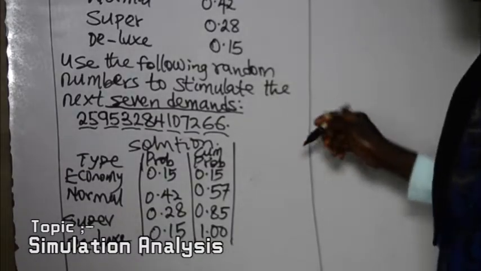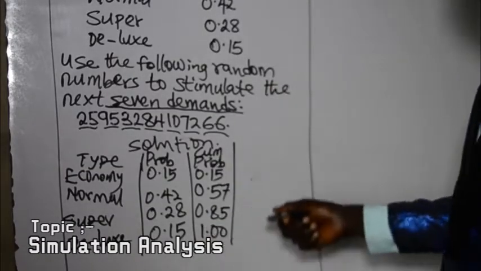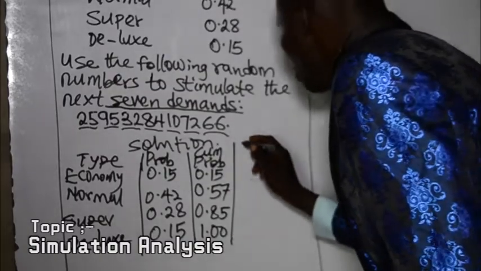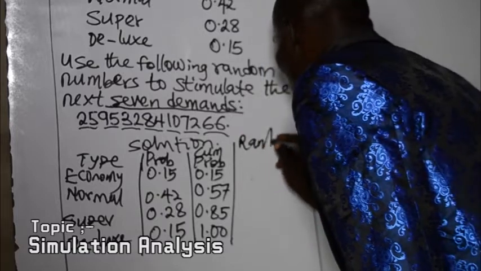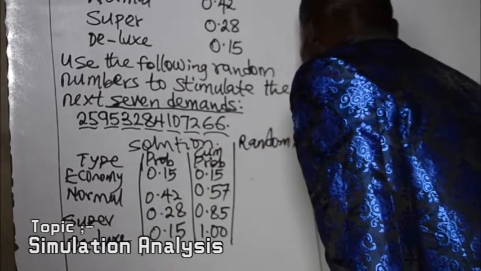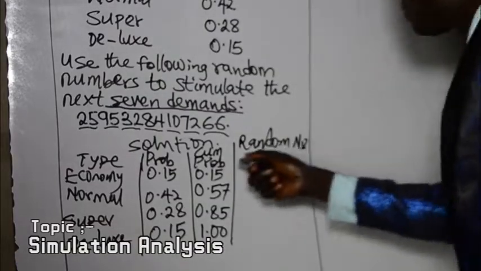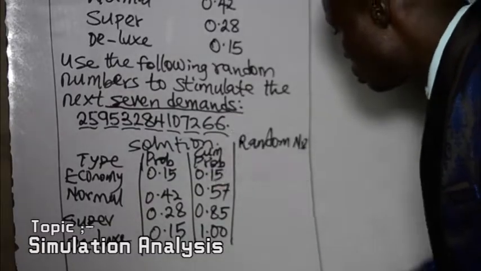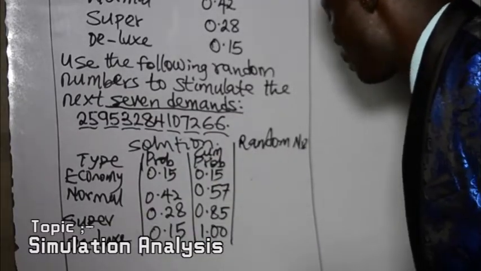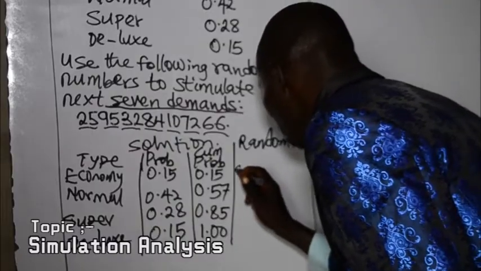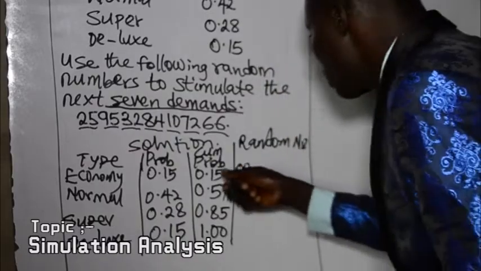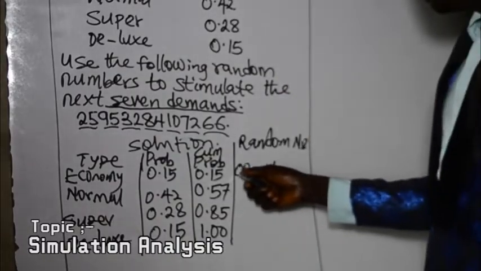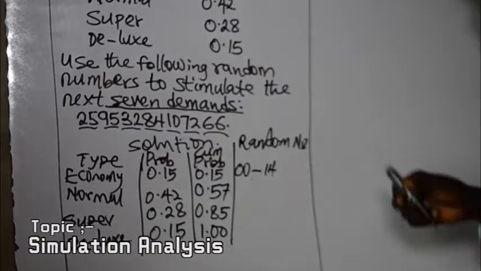Then you now assign random numbers based on your cumulative probability. So you have to decrease; you start from 0. Let's assume everything is a whole number and forget about decimal points. You start from 0, 0, and if you decrease 15 by 1, then you have 14. That means it will be from 00 to 14.